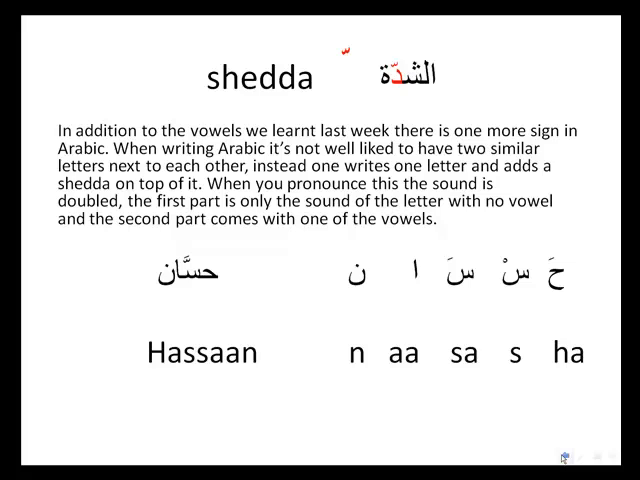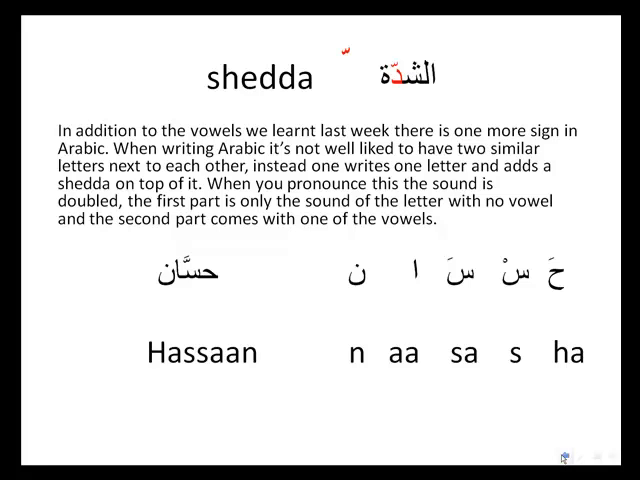In Arabic, it's not well liked to have two similar letters next to each other, and because of that, the shadda is used instead. So if we want to write, for example, the name Hassan, we have, if we look from the right to the left, ha with a fatha, and then we have a sin, s, with a sukun, and then we have another sin but with a fatha, an alif and a nun.